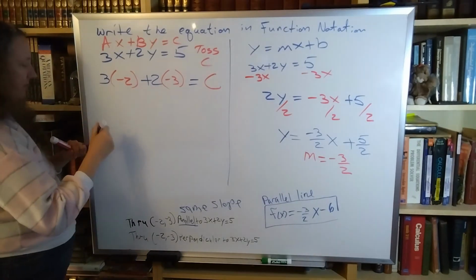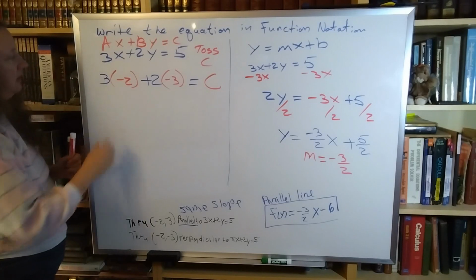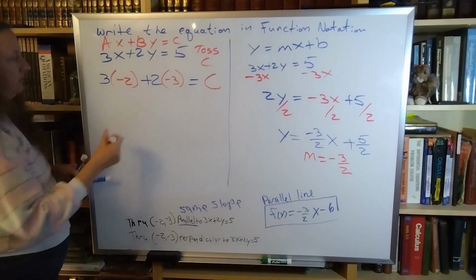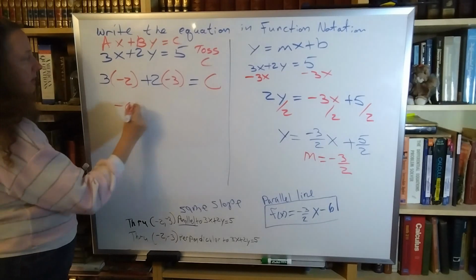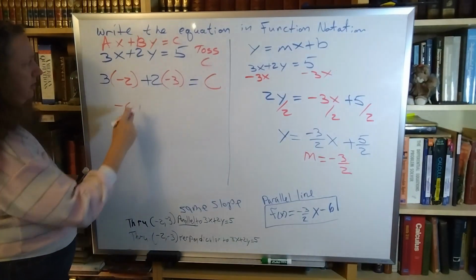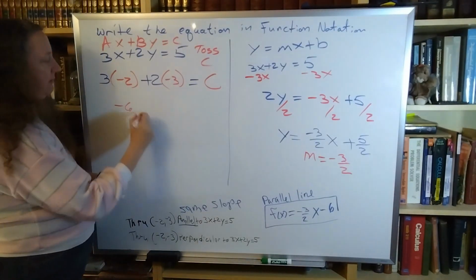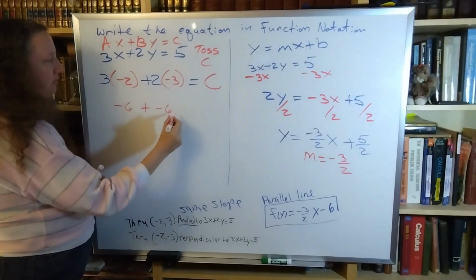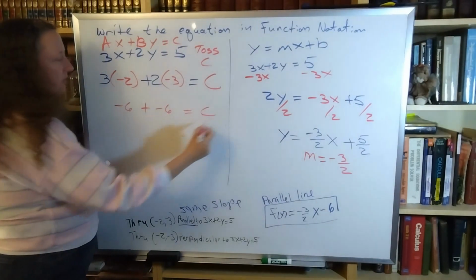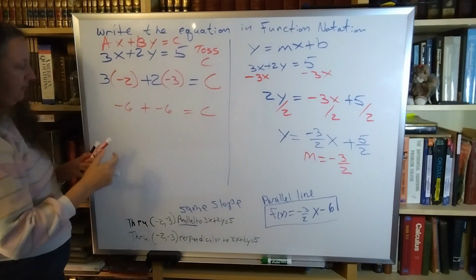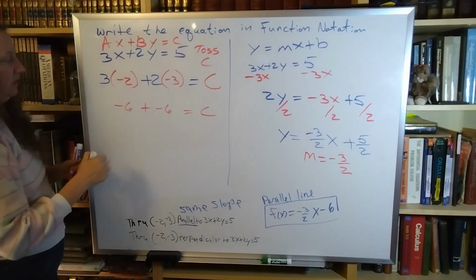Solve this for c. 3 times -2 is -6. Sorry, yep, -6. Plus 2 times -3, -6, equals c. Negative 6 plus negative 6 is negative 12.